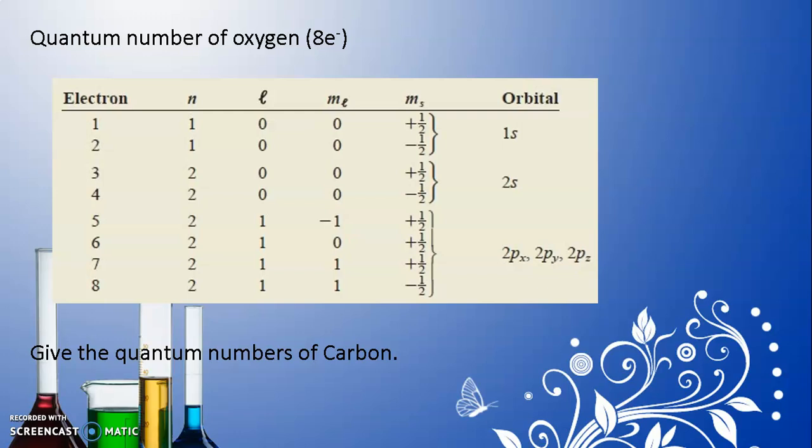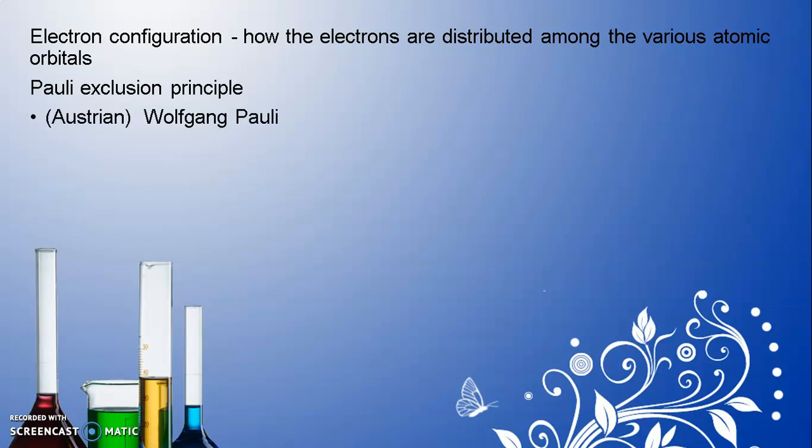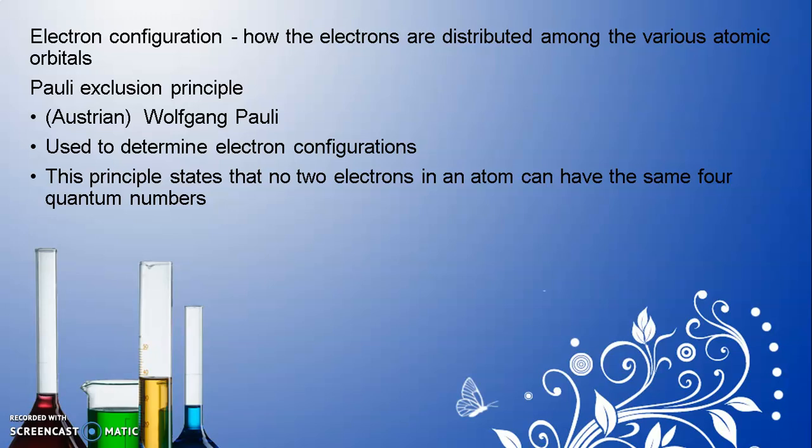So, assignment again is to give the quantum numbers of your carbon. An electron configuration tells you how the electrons are distributed among the various atomic orbitals. But before that, let's have Pauli's exclusion principle first: according to Pauli, there are no 2 electrons in an atom that can have the same 4 quantum numbers.